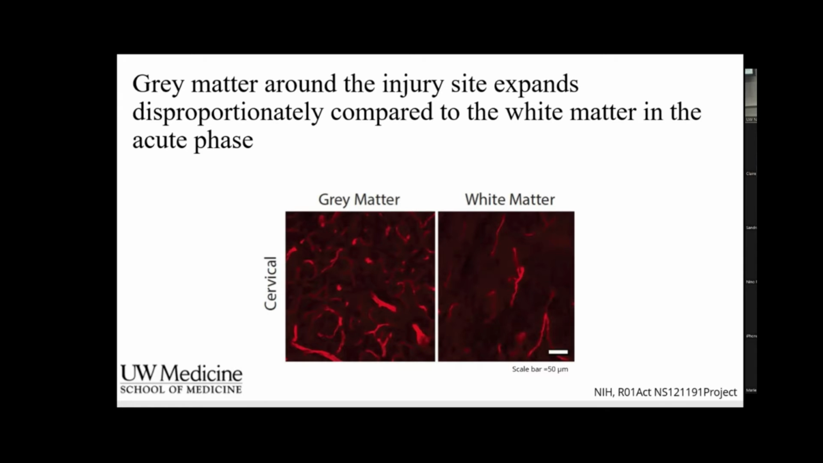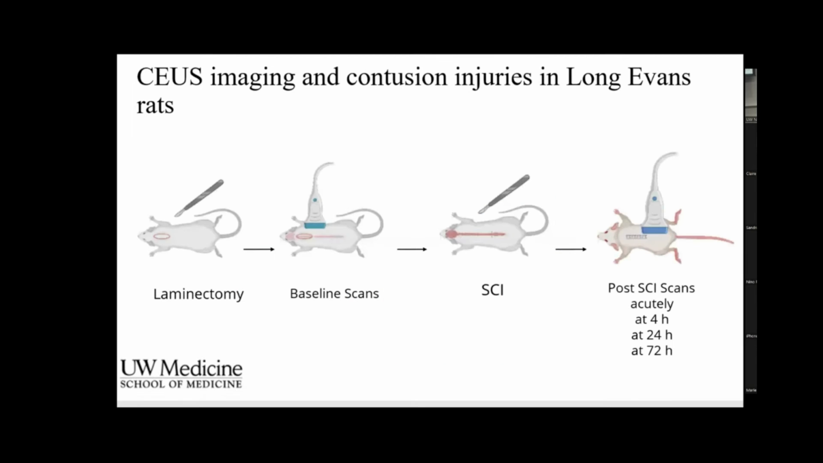And so we already all know this. So what we did, which was very unique with this project, is use ultra-fast contrast enhanced ultrasound imaging to actually see this in Long Evans rats in real time while they're still alive. And this enables us to see the perfusion parameters and helps us identify at-risk tissue.